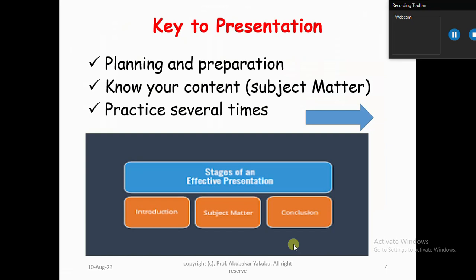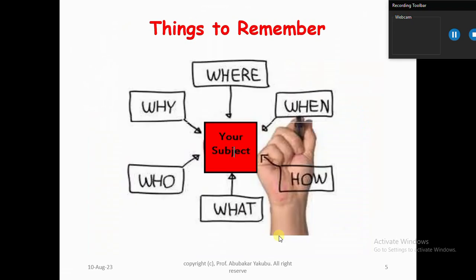So the key to presentation, for you to have a grasp of what you need to do during presentation, there are three key things that need to be done. The first is the planning and preparation stage, and the second thing that gives you a successful presentation is knowing your content, which is the subject matter of what you're about to present. Then you need to practice several times whatever you've prepared for a presentation.